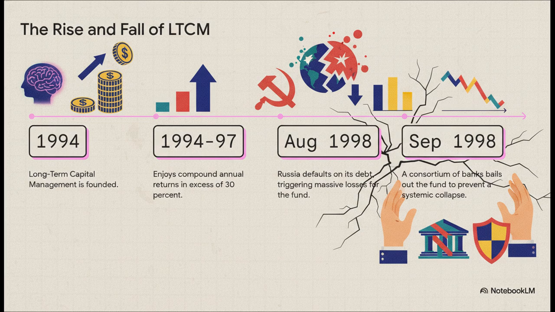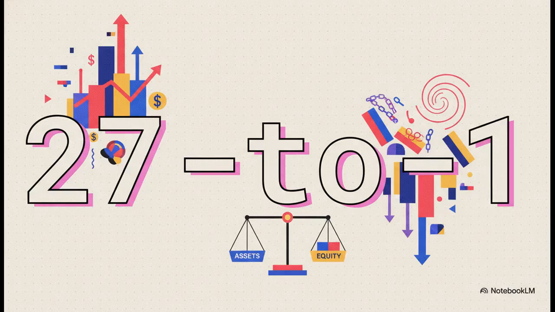But then, in August of 1998, Russia defaulted on its debt. And within a matter of weeks, this financial juggernaut came crashing down, threatening to take the entire global financial system with it. So how on earth did it happen so fast? The answer is one word: leverage. In early '98, their asset-to-equity ratio was 27-to-1. To put that in perspective, for every single dollar of their own capital, they were controlling $27 of assets. It was rocket fuel on the way up, but it left them with absolutely zero margin for error.